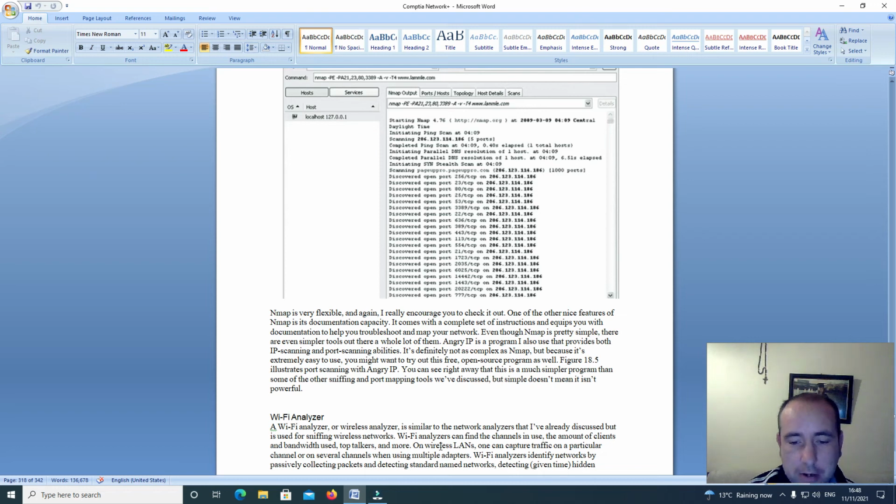Angry IP is a program I use that provides both IP scanning and port scanning abilities. It's definitely not as complex as Nmap, but because it's extremely easy to use, you might want to try it for free. It's an open source program as well. Figure 18.5 illustrates port scanning with Angry IP. You can see right away that it's a much simpler program than some of the other sniffing and port mapping tools we've discussed, but simple doesn't mean it isn't powerful.